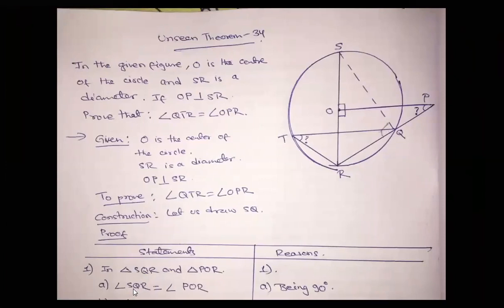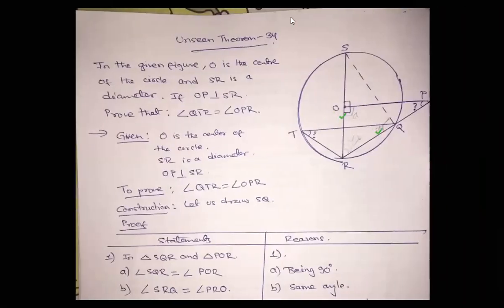So in the triangle, this angle and this angle, both are 90 degree. Why they are 90 degree? Because one is the opposite angle of diameter, that's 90 degree. That's why they are equal to each other. Okay, so in this triangle, SRQ and also PQR, we did it in the triangle. Now, this one, what is equal to each other?